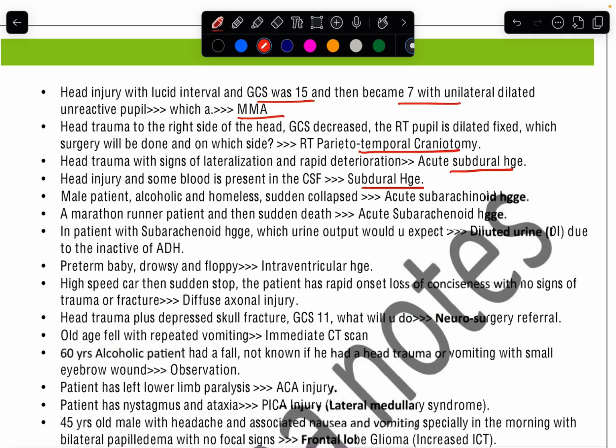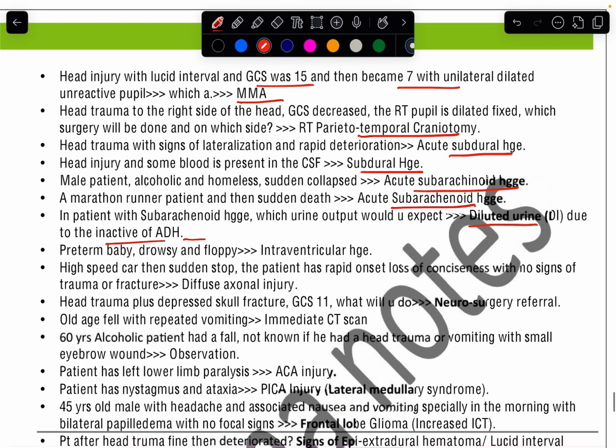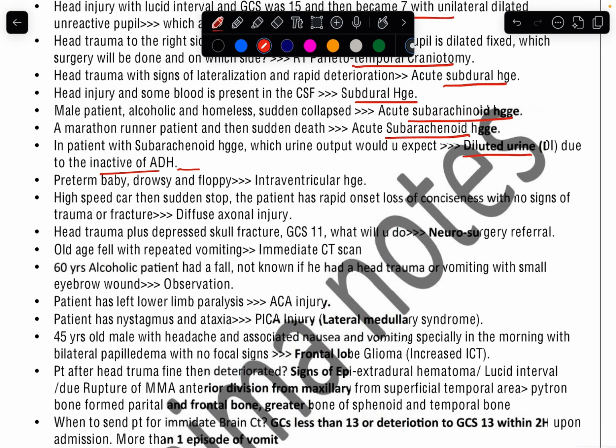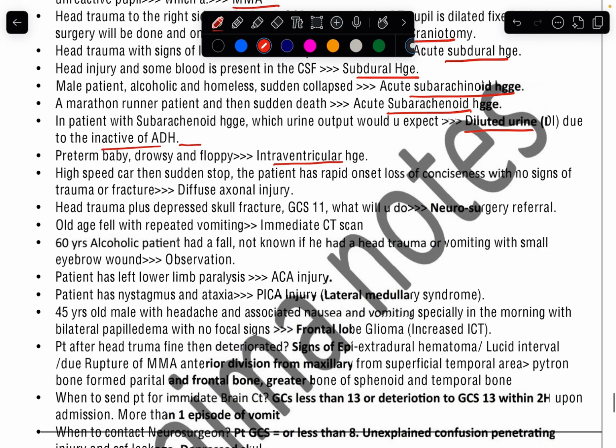Male patient, alcoholic, homeless, acute subarachnoid hemorrhage. Marathon runner, sudden death, subarachnoid hemorrhage. Patient with subarachnoid hemorrhage, urine output, diluted urine due to inappropriate antidiuretic hormone. Syndrome of diluted urine, high content. Preterm baby, floppy, intraventricular hemorrhage.